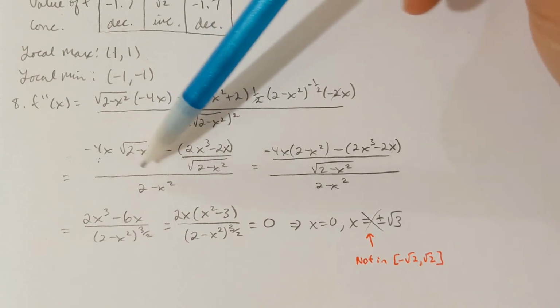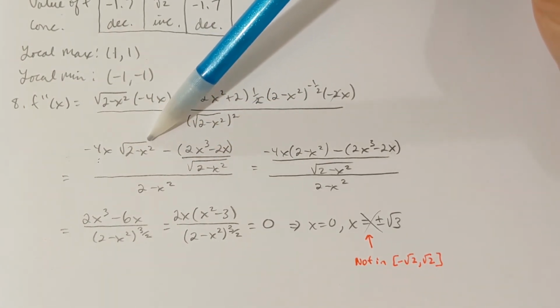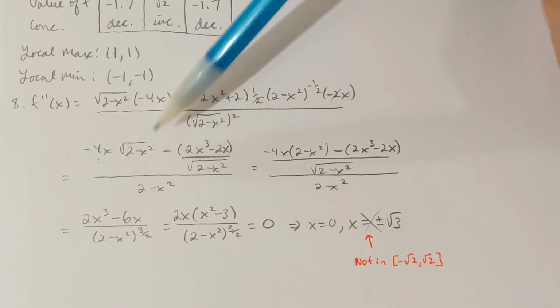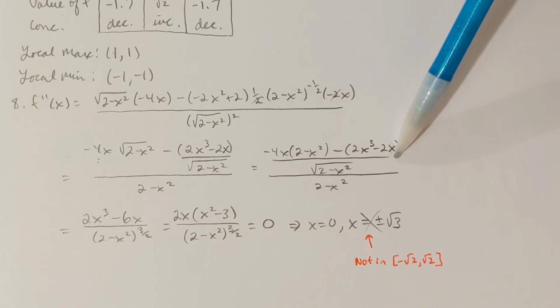Let me go ahead and get a single fraction in the denominator. I'll cross multiply here. You've got the square root of 2 minus x squared times the square root of 2 minus x squared. That'd be 2 minus x squared. And I've got my single fraction.